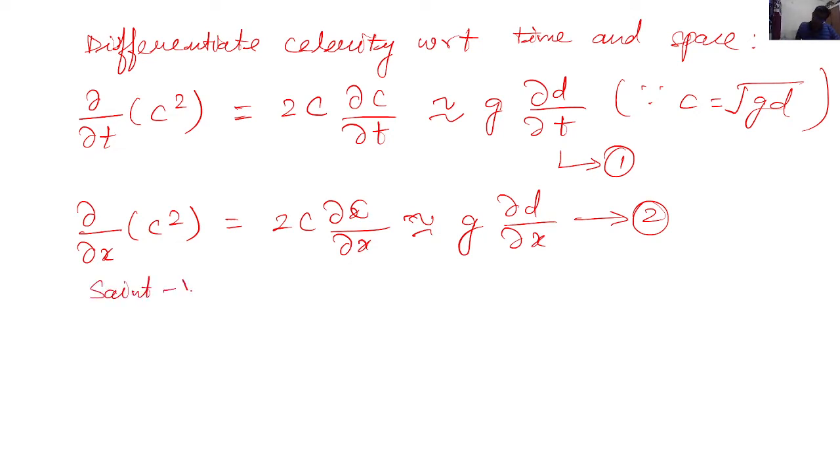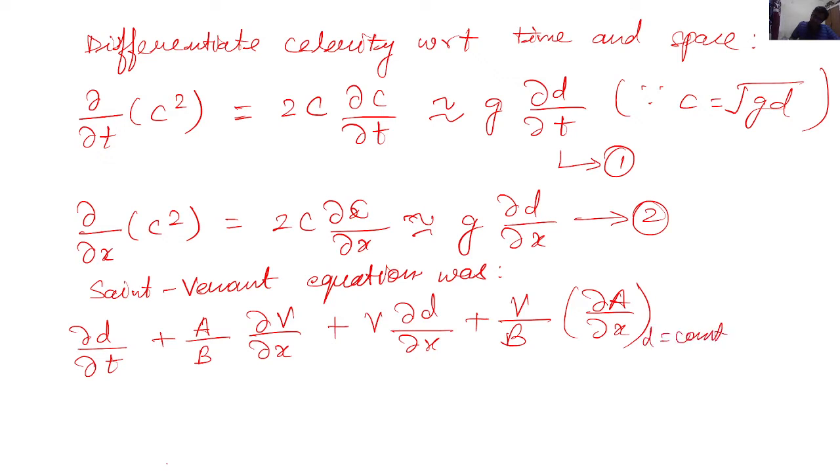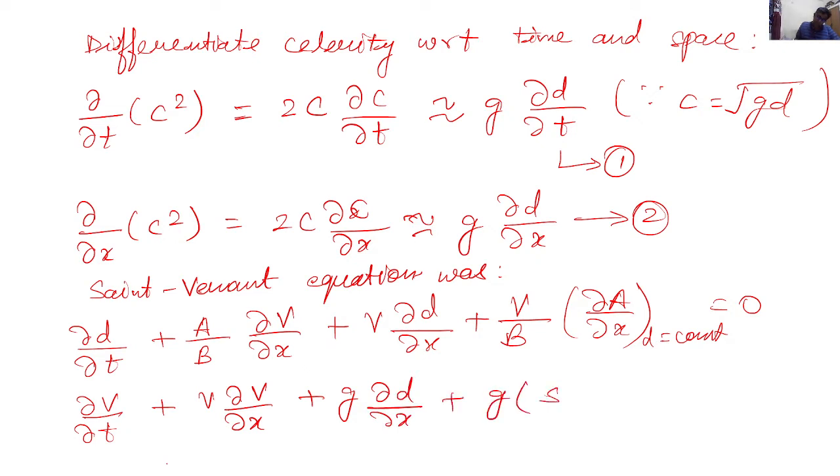Just recall the Saint-Venant equations, with which I ended the previous live weekly session. They were a set of two different partial differential equations. In terms of depth of flow, they could be written as del d by del t, plus d del v by del x plus v del d by del x plus v d by b, where b is the width of the flow, del a by del x, where a is the cross-sectional area and d is constant, equal to 0. So this is the first equation, which is the conservation of mass or the continuity equation. The second equation is a combination of the continuity equation and the momentum equation. So let us now write the momentum equation: del v by del t plus v del v by del x plus g del d by del x plus g into Sf minus S naught equal to 0. So these are the two Saint-Venant's equations.